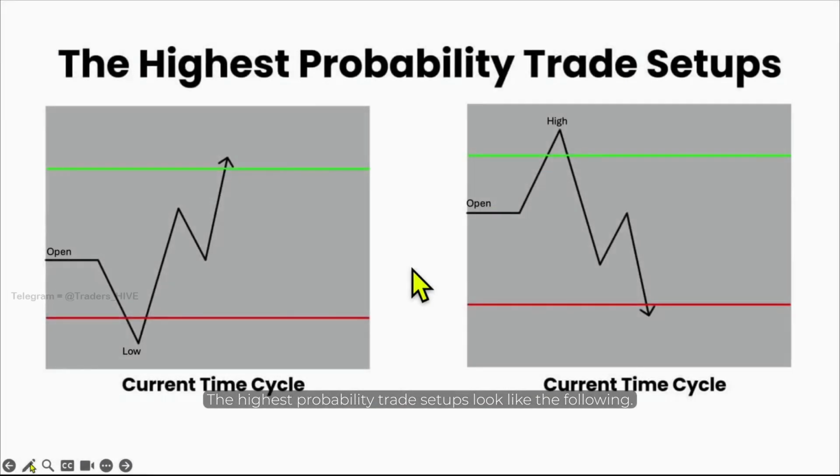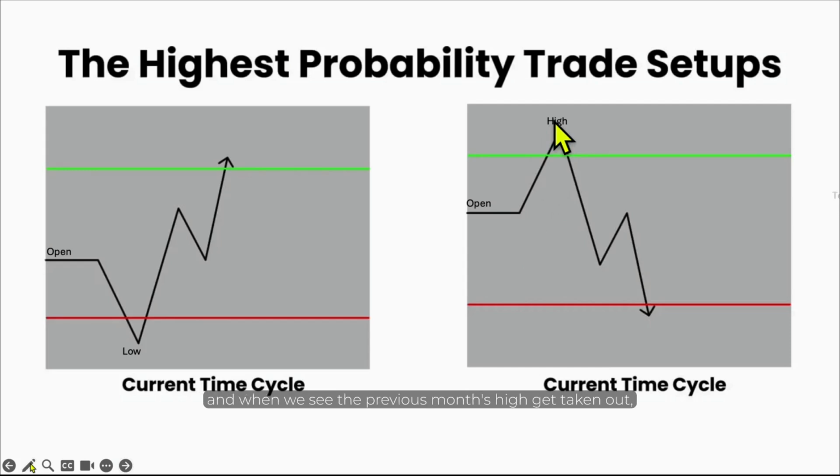The highest probability trade setups look like the following, where we see the month begin to open, drop lower to take out the previous month's low, whilst we're anticipating higher prices. This open to low right here is representing to us manipulation. If we're anticipating lower prices for the month to come, what we'll be looking for is for the month to open right here, for it to then be repriced towards the upside to take out the previous month's high. This right here is manipulation which is taking place.